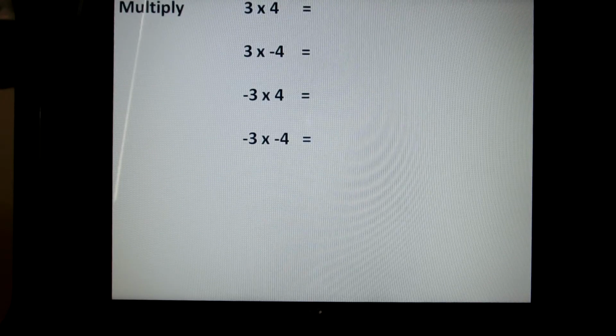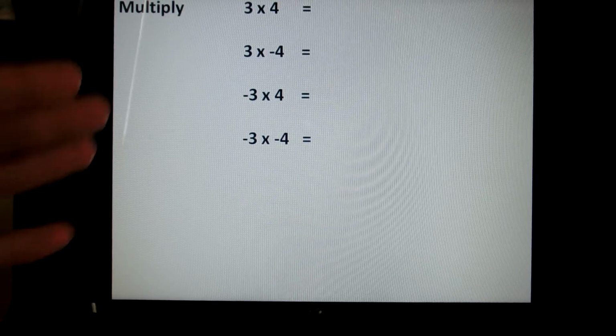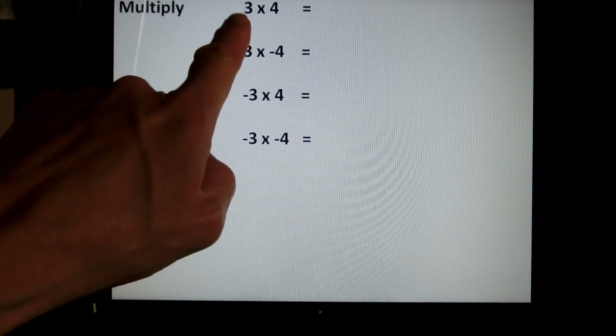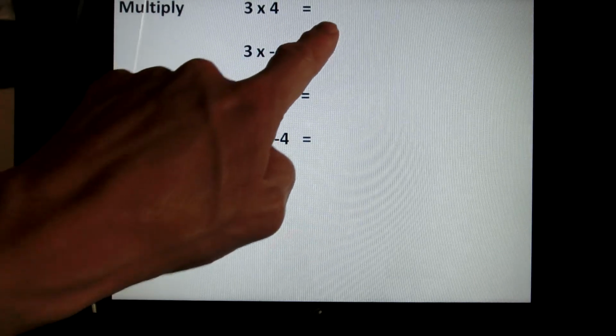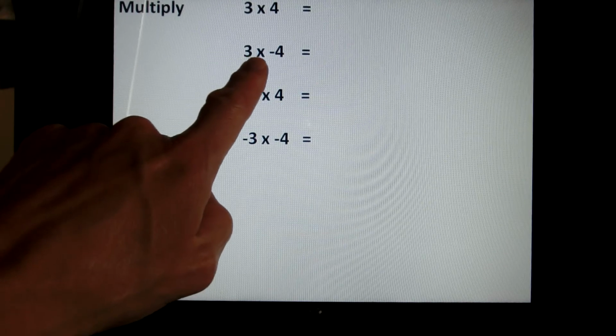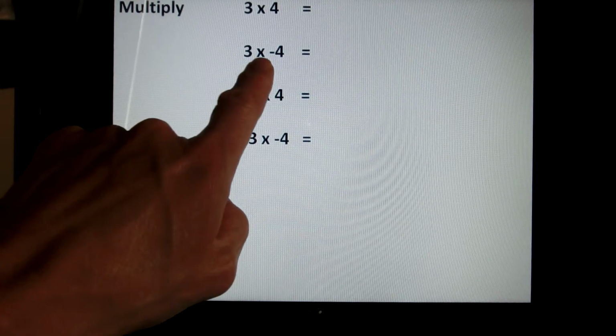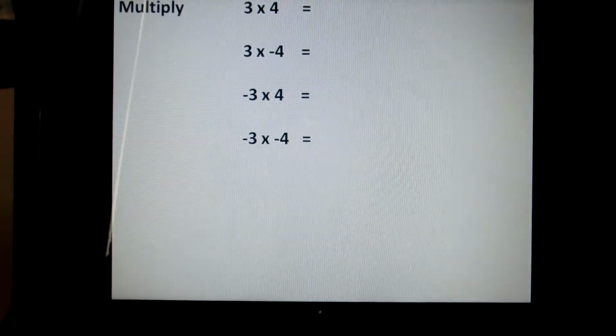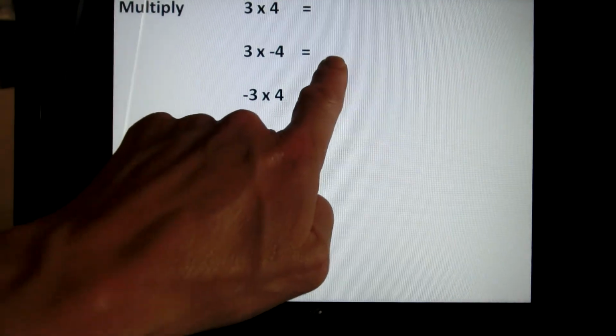Now, multiplying. So to help you understand multiplying, I'm going to kind of just read these out and see if that helps them to make sense to you. So 3 lots of 4 is 12. Then we have 3 lots of negative 4. So like negative 4, negative 4, and negative 4. Together they make negative 12. The result there is negative 12.